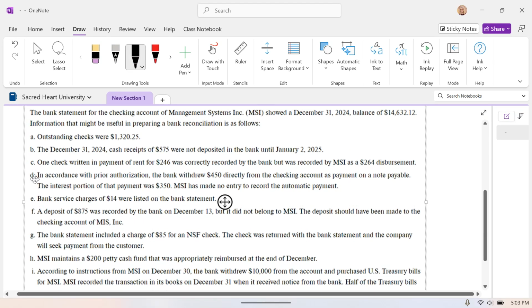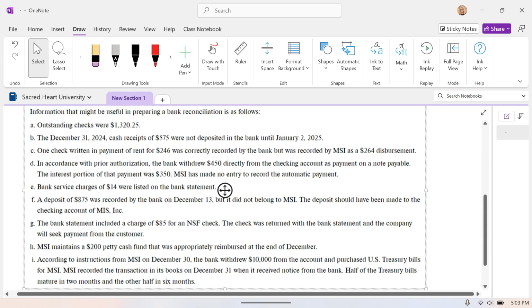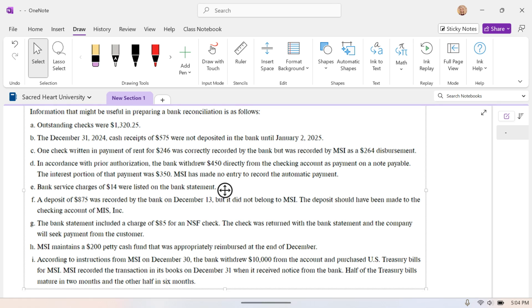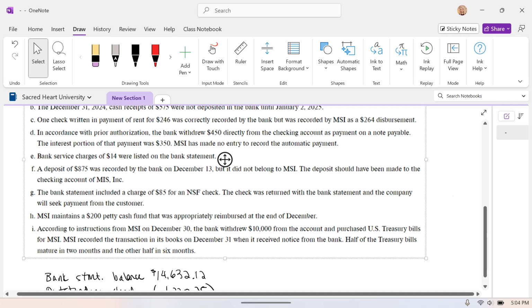The next item says the December 31st cash receipts of $575 were not deposited in the bank until January 2nd. So presumably, the company had cash. It planned to make the deposit, but it just hasn't. So this $575 is not included in the bank balance, but in a day or two it will be. It's set aside for that. So let's add that in.